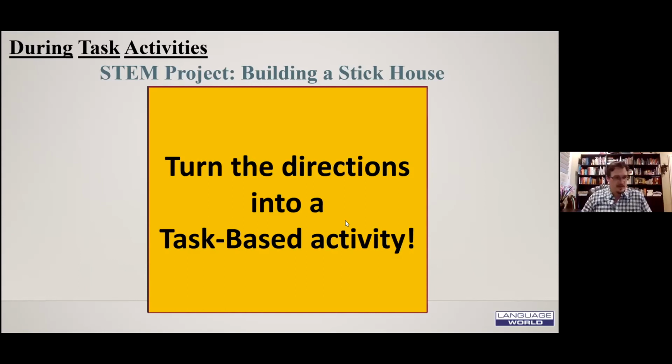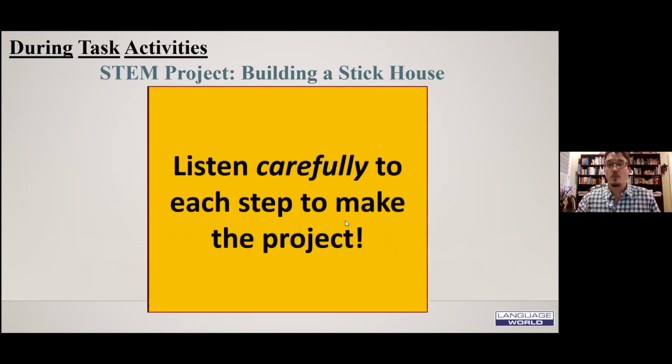Now here's what we're going to do. What you're going to do is listen carefully to each step to make the project. If you have the materials, build it up. If not, visualize it inside your head and then look at my picture and see, is it the same or is it different?